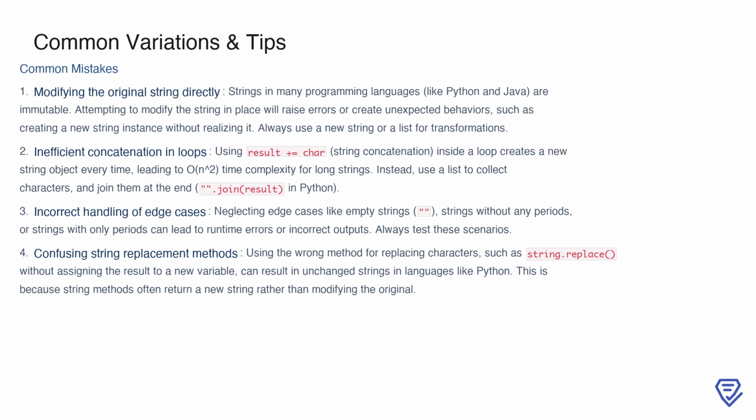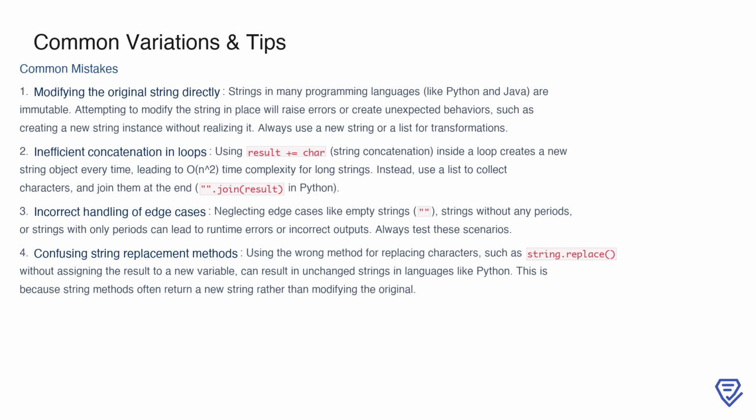Next, avoid inefficient concatenation inside loops. For example, using result plus equals char in a loop creates a new string object every time, which can result in O(n²) time complexity for long strings. A more efficient approach is to collect characters in a list and join them at the end.